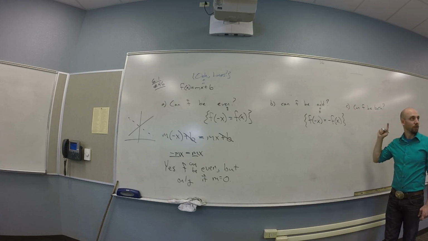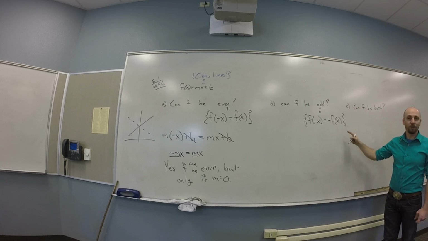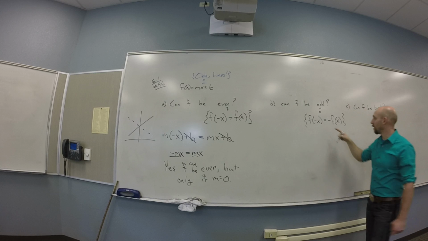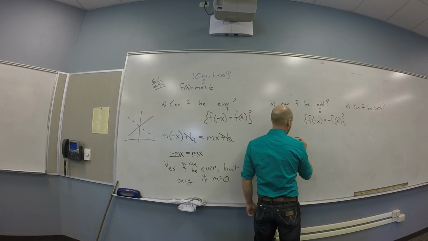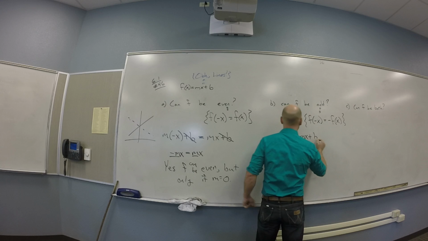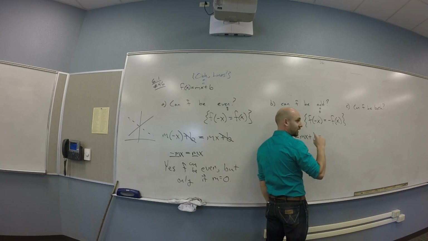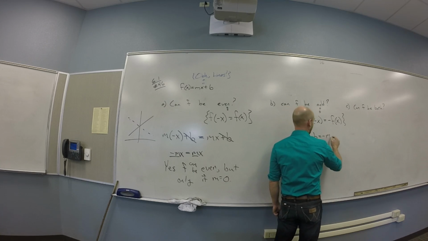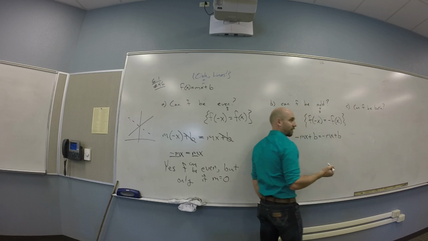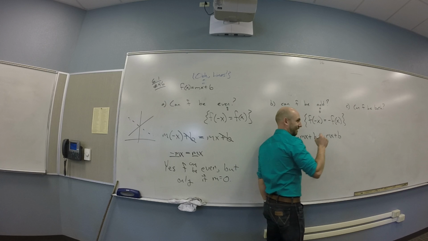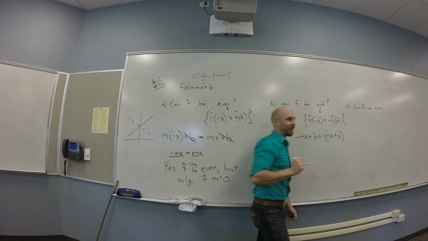So how do I figure out if f can be odd? If we go to the origin. Yeah, plug in, right? So f of negative x is negative mx plus b. We just did that one over here. And negative f of x is negative, mx plus b, right? It's like in parentheses. Yeah, it's all of that junk negative.